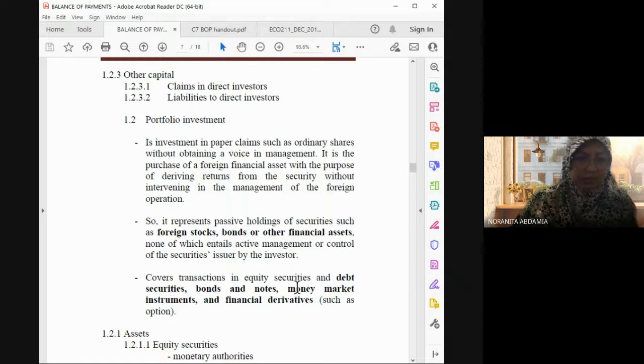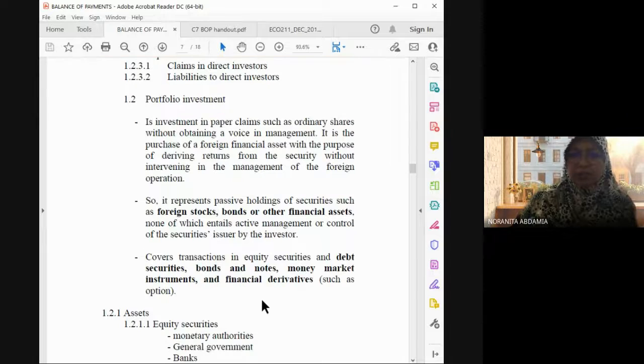So equity securities and debt security. Equity and debt security, like bonds and notes.